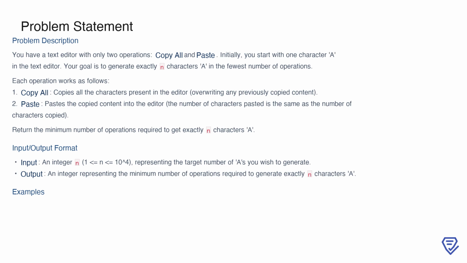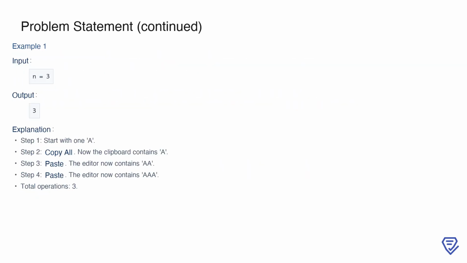Let's explore some examples to understand the problem better. Take the first example where n equals 3. We start with one A already in the editor. The first operation is copy all, which copies the single A to the clipboard. The second operation is paste, which adds the clipboard's content to the editor, resulting in 2 A's. Finally, a third operation paste adds another A, making the total 3. In this case, it takes exactly 3 operations to generate 3 A's. This sequence illustrates how we use the copy all and paste operations strategically to reach the target number of characters.